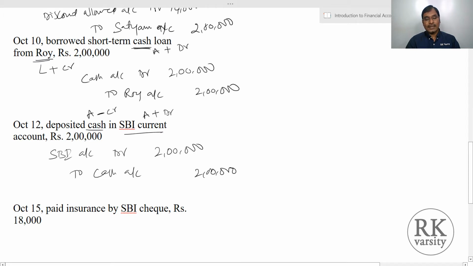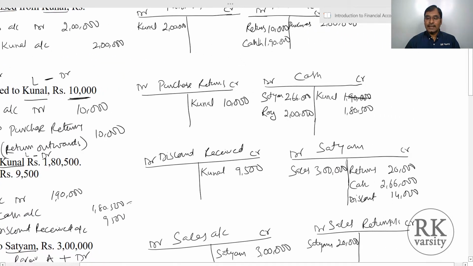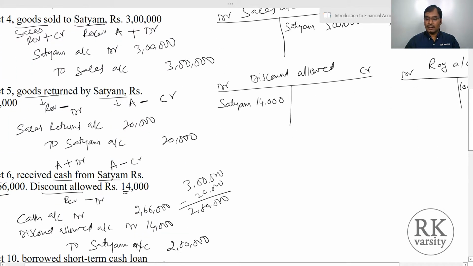So what is happening to your cash? Decrease in cash. So decrease in cash is credit. So we'll go to the cash account, and here we'll write SBI, and the amount is 2 lakhs. And as of now we don't have any bank account, so we'll create a bank account for SBI. This SBI account is increased, that is your asset is increased by cash of rupees 2 lakhs. So we'll write on the debit side.